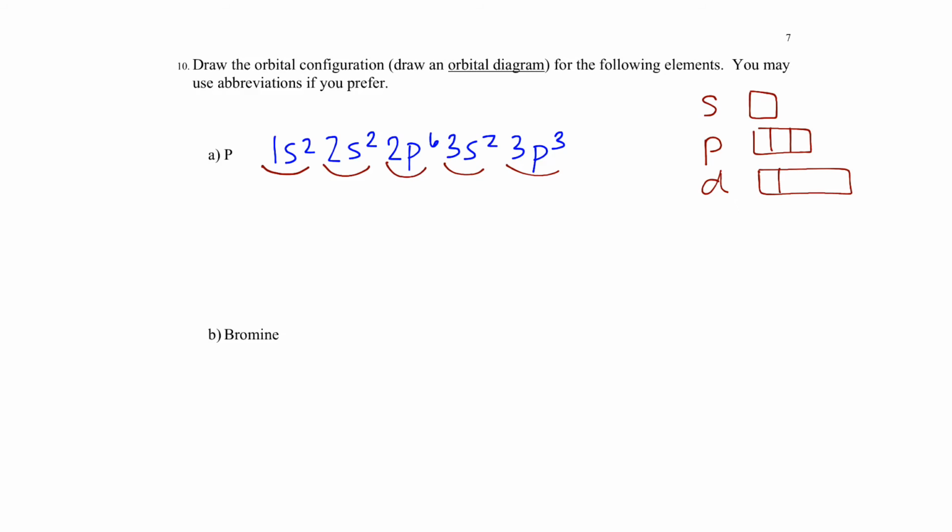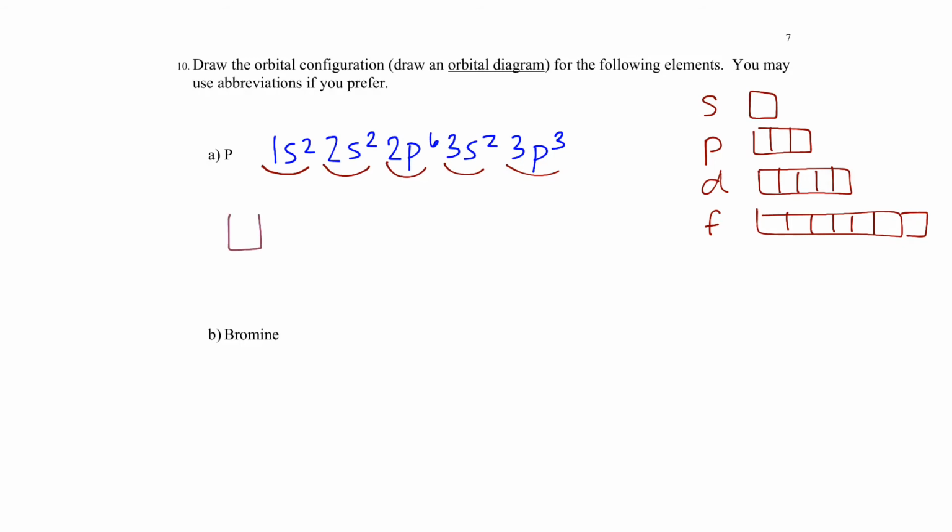D's we represent with 5 because they can hold 10 electrons, and then last but not least, our F's would hold 7. 3, 4, 5, 6, 7. Okay, so if we draw our configuration for this one in particular, I see 1s2.